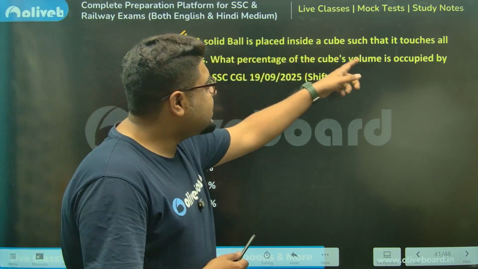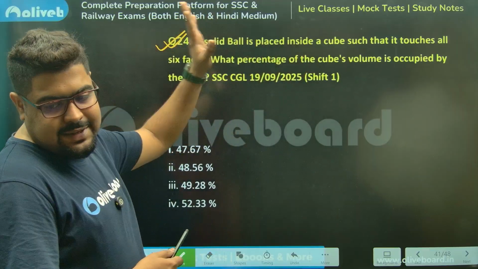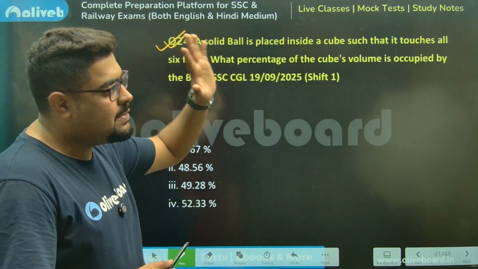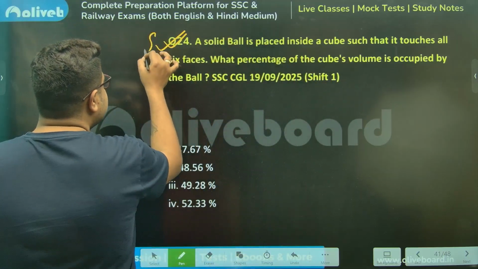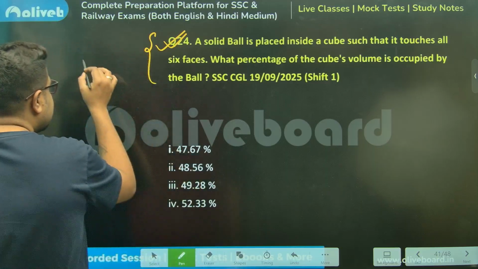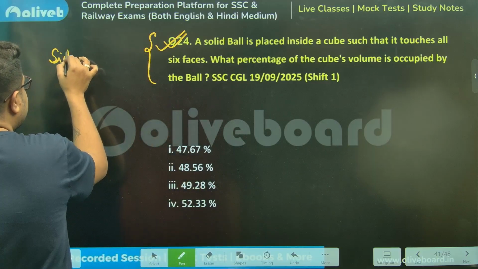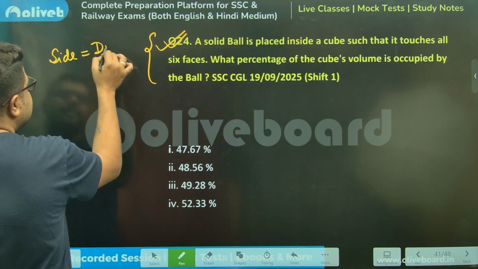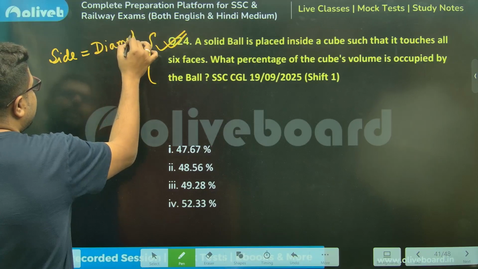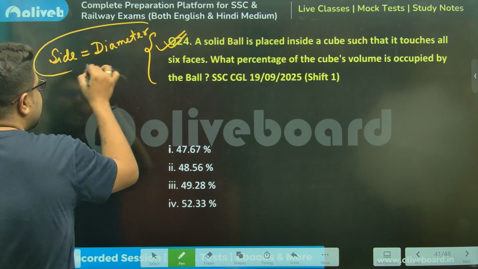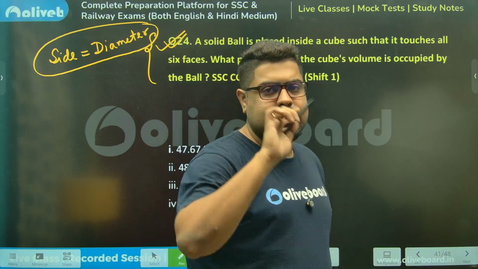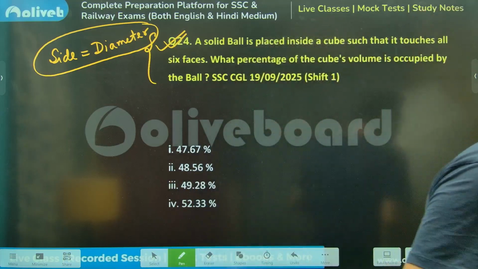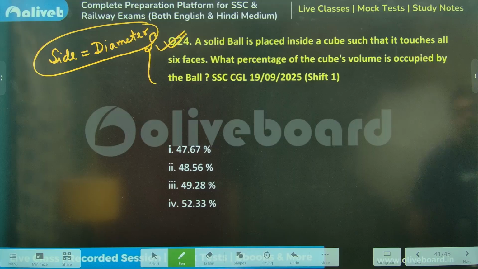A solid ball is placed inside a cube. It touches all 6 faces. That means side is equal to diameter. Just try and visualize. If you cannot visualize, draw a 2D diagram. It's a square, and inside that, it's a circle. Think like that. So side is equal to diameter, sir.